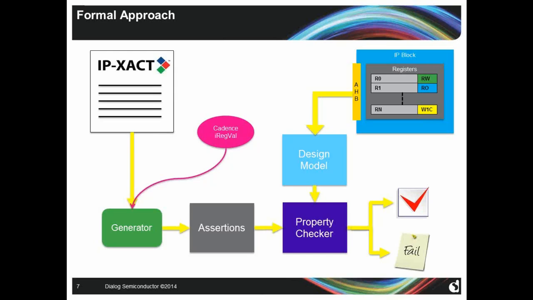We then compile the design into a model that the formal tool can handle, and then we use the formal property checking tool to actually validate whether the assertions that are generated are correct or not. So if we have a problem with debug, we get a nice, easy way of debugging it as compared to a constrained random simulation.